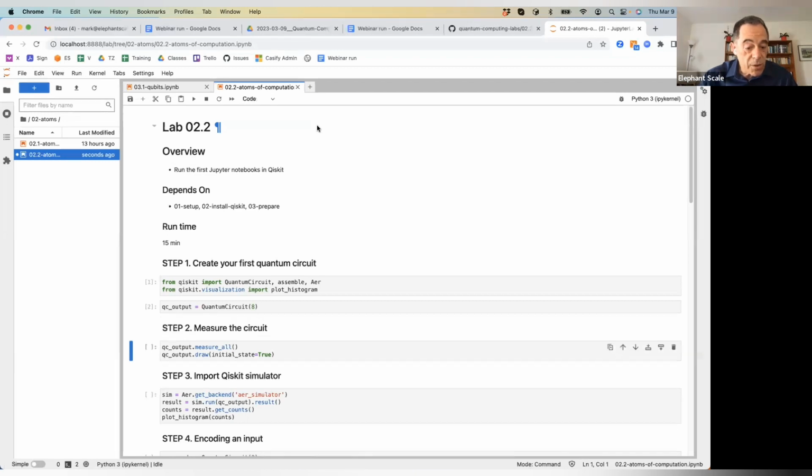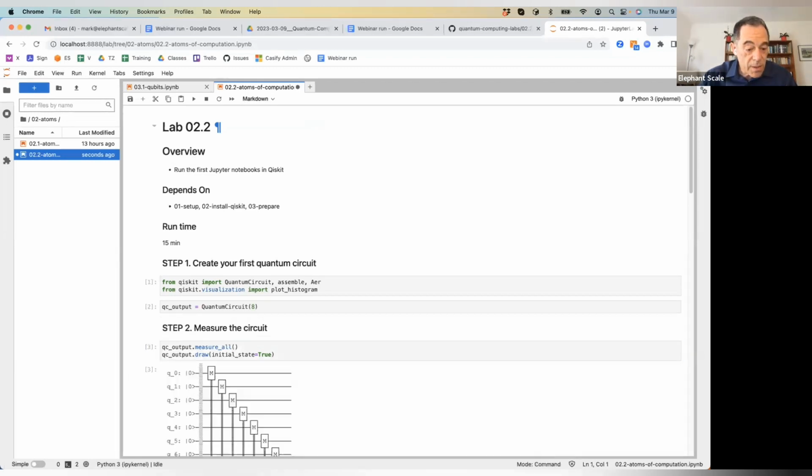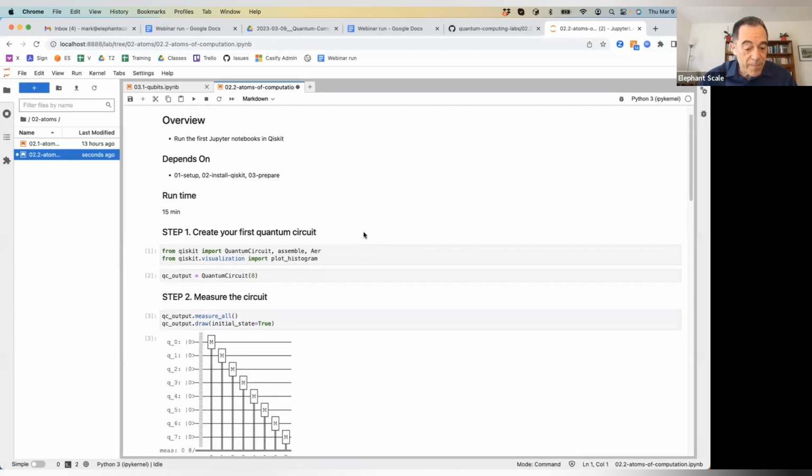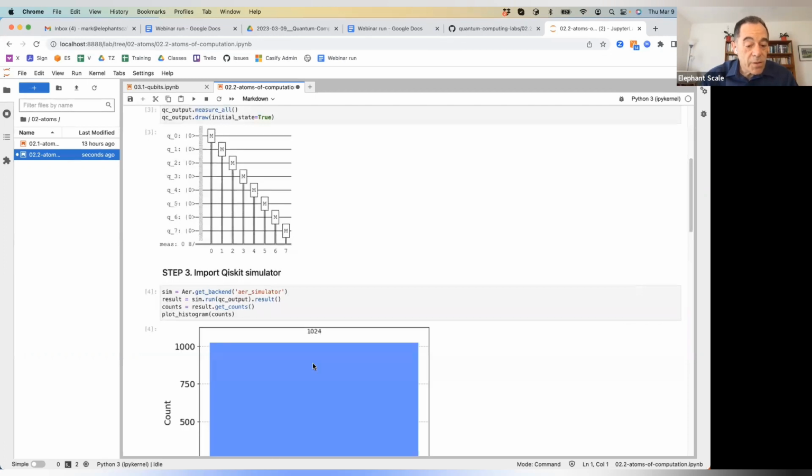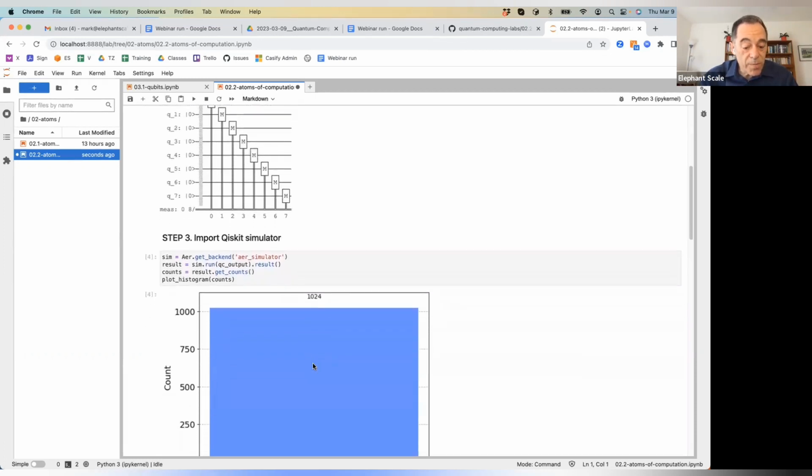Then you can measure the circuit and see what it looks like. Now it looks somewhat different. It does the same thing. It's 8 qubits here, but it looks somewhat different because I'm on a Mac, and the one that I saved was on Ubuntu, so it looks a little bit different, but means the same thing. So now we're running the simulator.